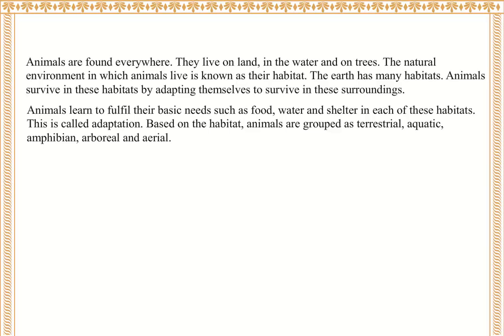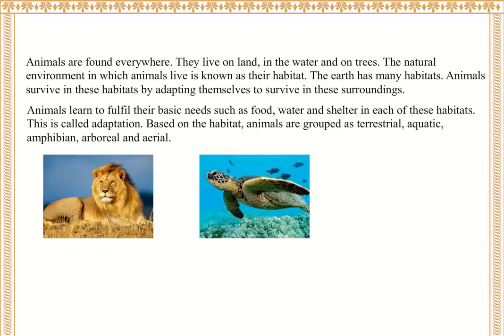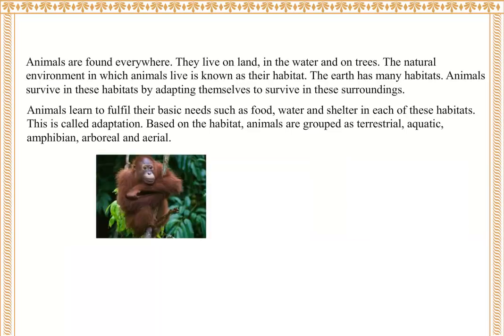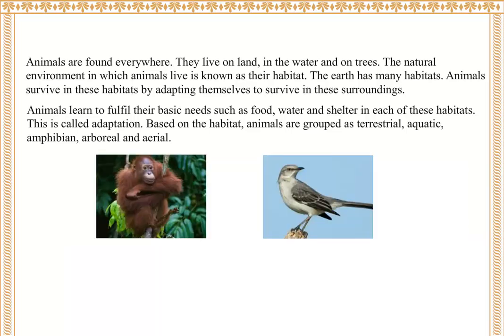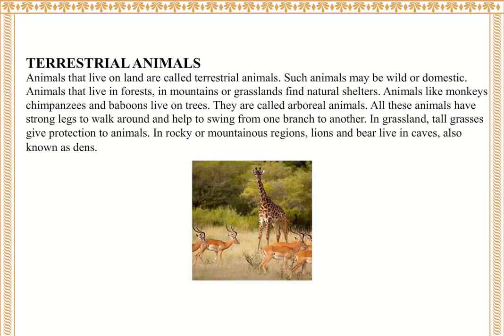This is called adaptation. Based on the habitat, animals are grouped as terrestrial, aquatic, amphibian, arboreal, and aerial. Terrestrial animals. Animals that live on land are called terrestrial animals. Such animals may be wild or domestic. Animals that live in forests, in mountains or grasslands find natural shelters.